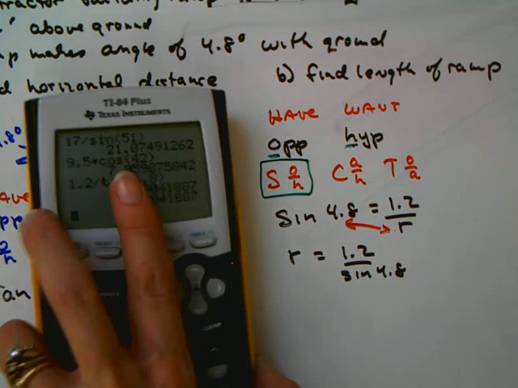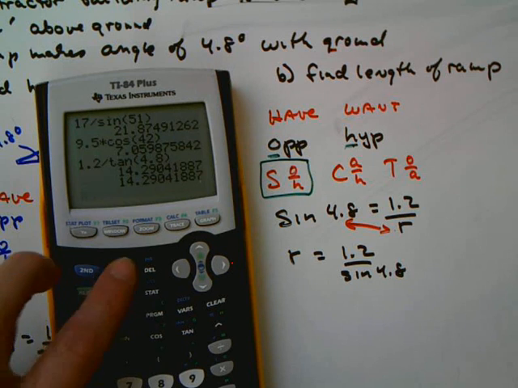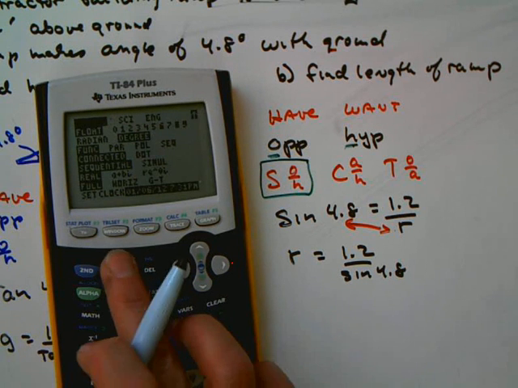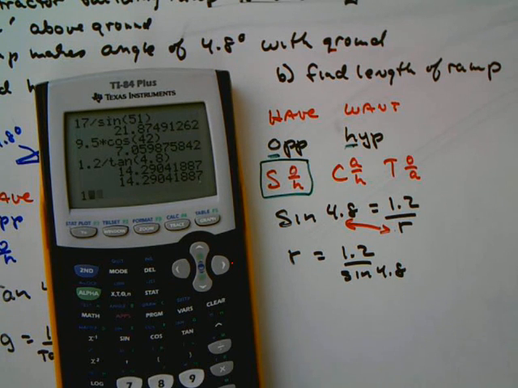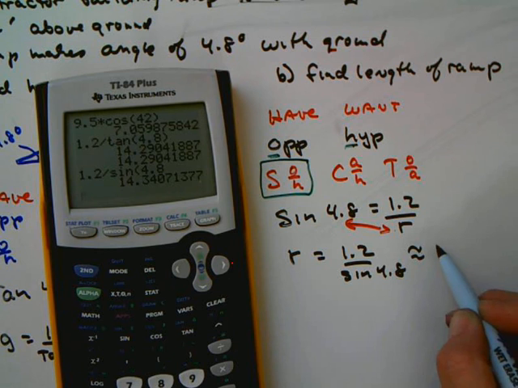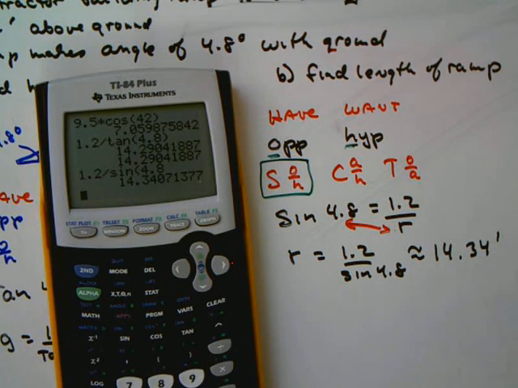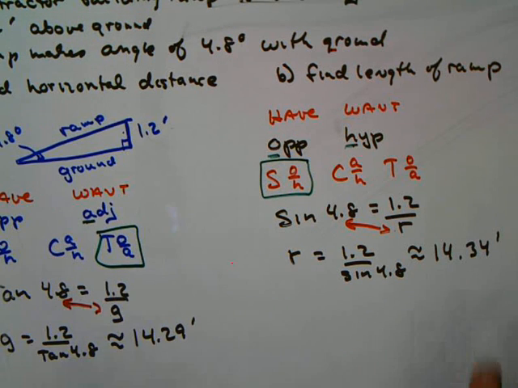Get out my calculator. Make sure you're always checking your mode. Okay, it's degree, it's good. 1.2 divided by the sine of 4.8. And I end up with the ramp being about 14.34 feet. Now, I expect my ramp to be longer than the ground, because that's the hypotenuse. And I see it is, so life is good.